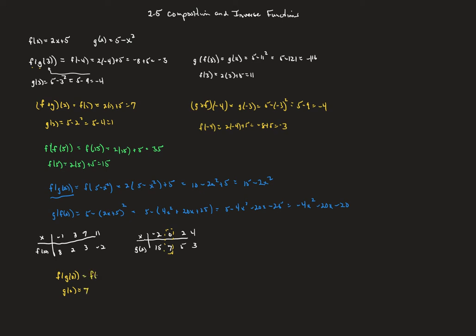So that becomes f of 7. And we look on the table for f and see that that is going to be 3. So f of g of 0 is 3.